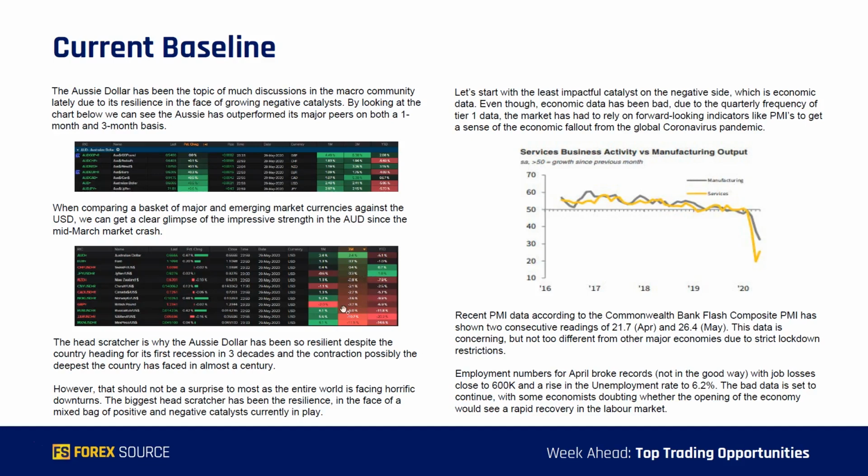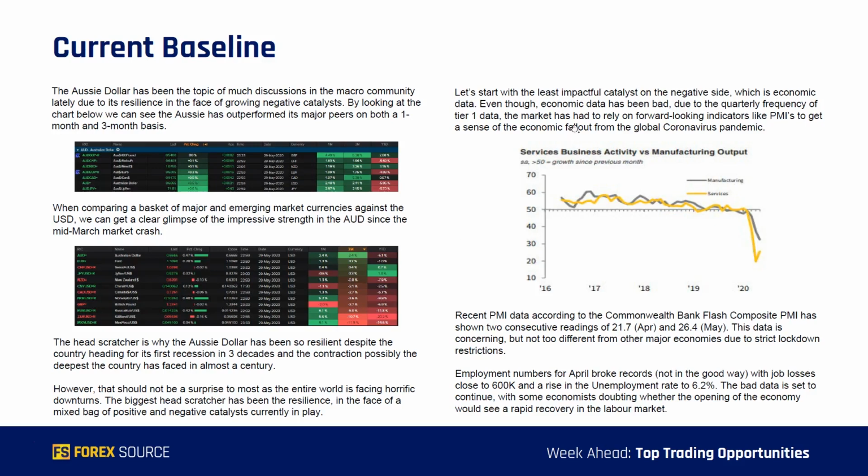Now, the big head scratcher here is why the Aussie dollar has been so resilient despite the country heading for its first recession in 3 decades and possibly the biggest contraction the country has seen in almost a century. Now, that shouldn't really be a surprise to most people as the entire world is currently facing horrific downturns, and the biggest head scratcher for the Aussie is why it's been so resilient in the face of a mixed bag of both positive and negative catalysts.